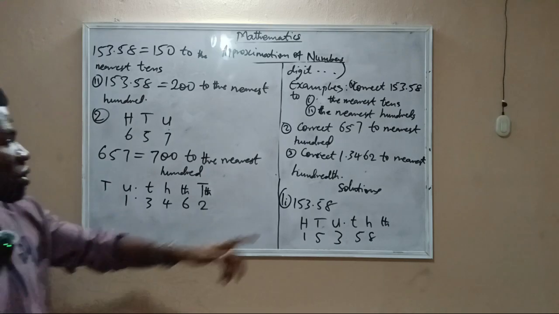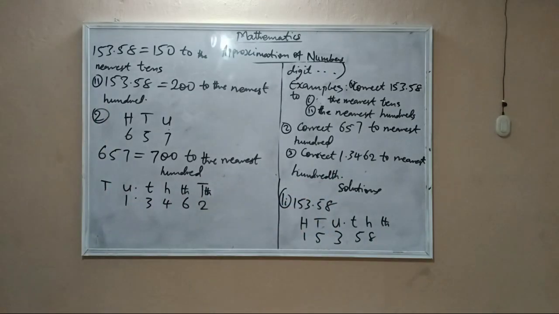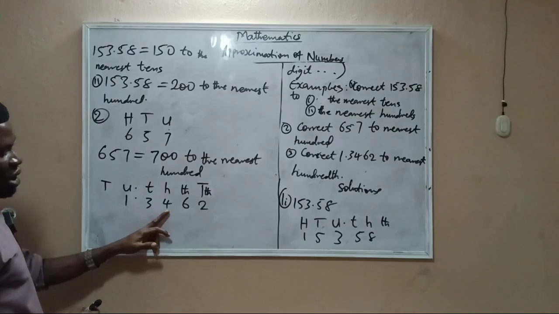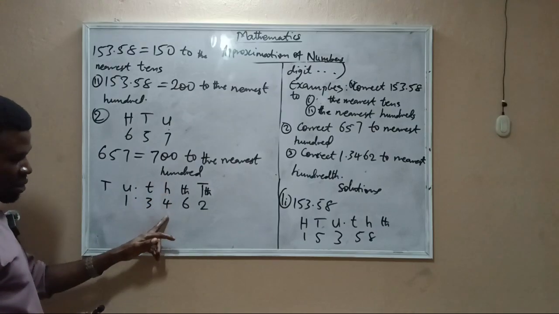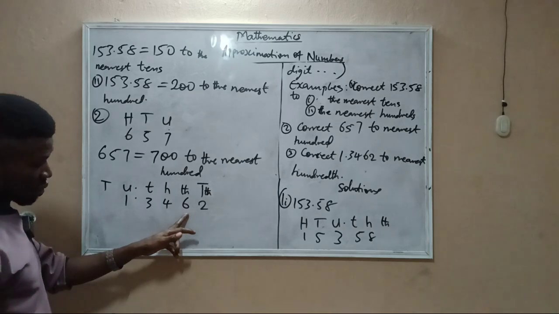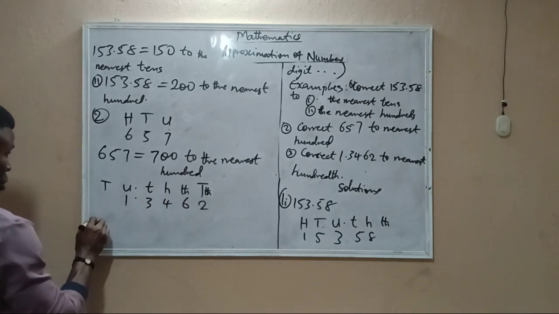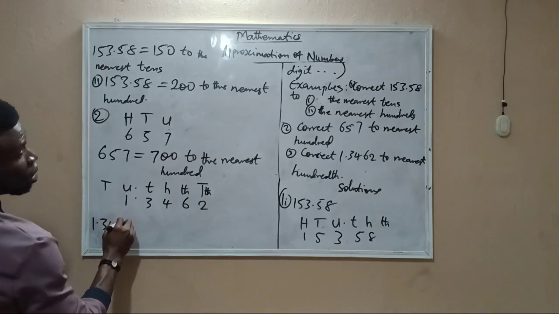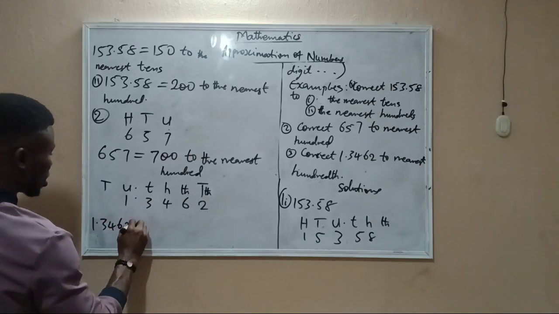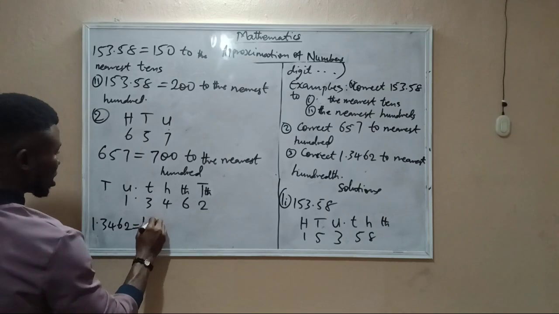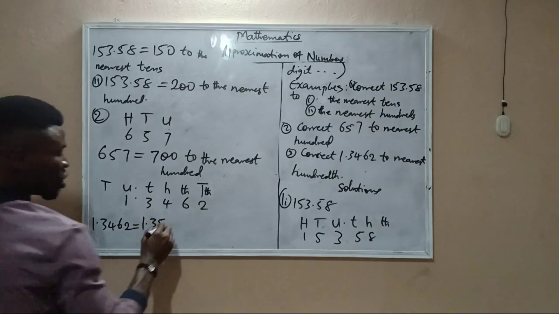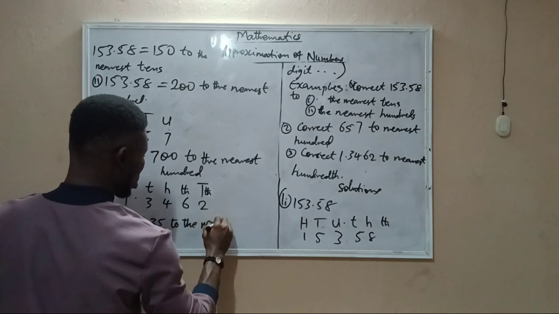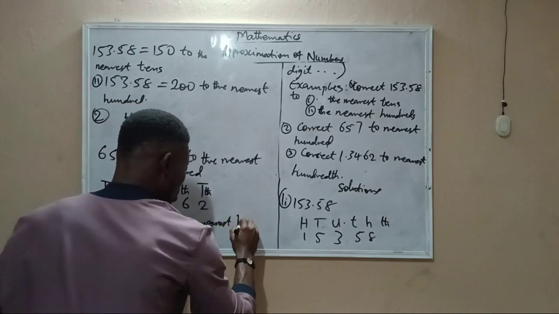Now they said we should correct it to the nearest hundredths. Now of course, you know this one will be there already, this one will be there, and this one will be there. And then this hundredths digit, the number after it is up to 5. So 1.3462 is equal to 1.35 to the nearest hundredths.